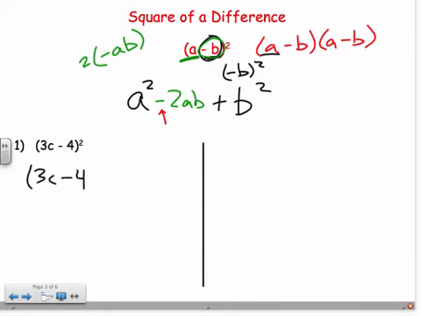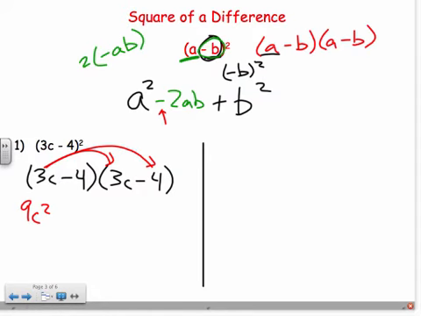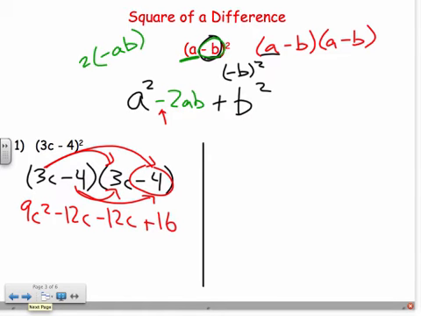So if I expand this out and take 3c minus 4 times 3c minus 4. Let's go ahead and distribute just like we did in that last section. So 3c times 3c, 9c squared. 3c times negative 4 gives me a negative 12c. Negative 4 times 3c, another negative 12c. And negative 4 times negative 4 for a positive 16. Now you can see why up top that ended up being a positive b squared. And then we simplify 9c squared, combine our two negative 12c's for a negative 24c plus 16.